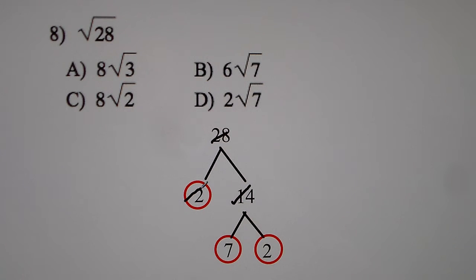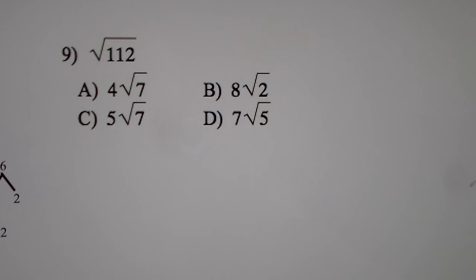This 2 matches up with this 2, so we put a 2 on the outside. This 7 doesn't have any buddies, doesn't have any matches, so we just leave it on the inside. 2 times 7, I'm sorry, 2 radical 7, that's why we get D, 2 radical 7. Let's look at number 9. We have the square root of 112. 112 is a nice, pretty even number.